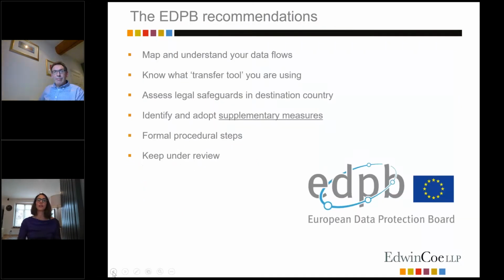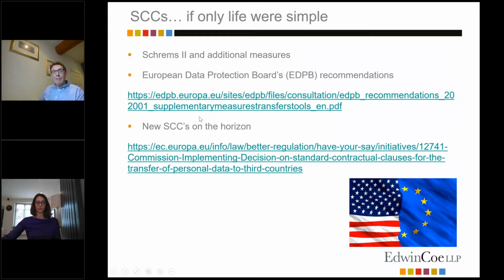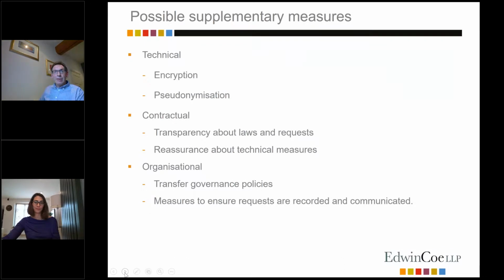There is a little bit of a glimmer of hope, a bit of light at the end of the tunnel, in that very recently, last week I think, the European Commission have published some new standard contractual clauses, which are, I have to say, far superior to what we have at the moment. I've included the link on this slide here, so you can go and have a look at those new standard contractual clauses.